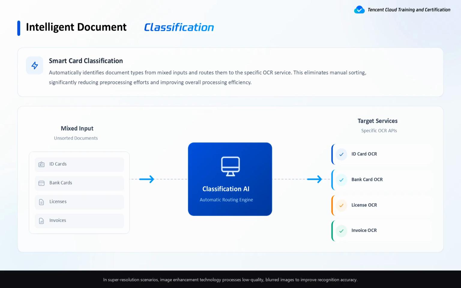In super-resolution scenarios, image enhancement technology processes low-quality, blurred images to improve recognition accuracy. A particularly valuable capability to highlight is PS detection, which identifies whether images have been digitally manipulated, carrying important fraud prevention value in financial and government application contexts.